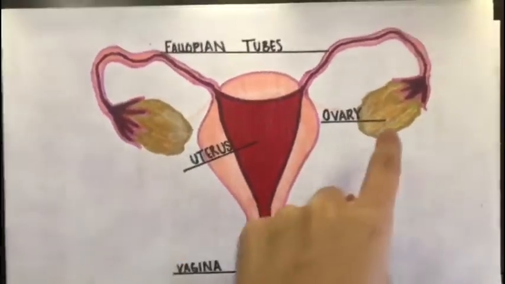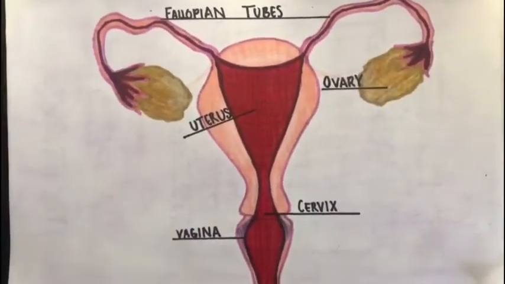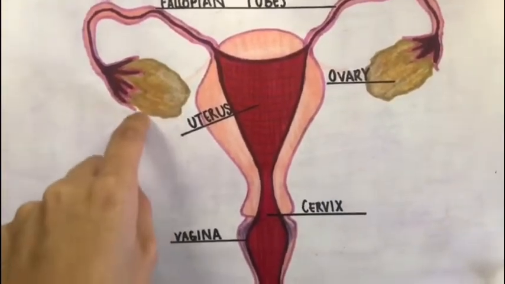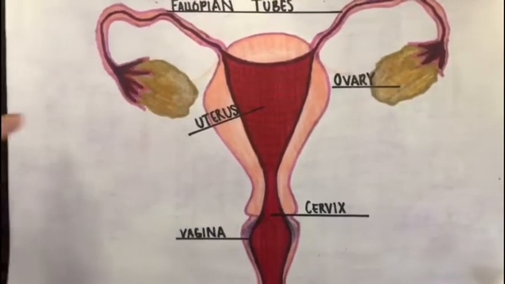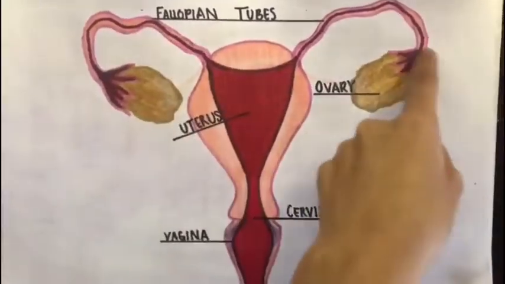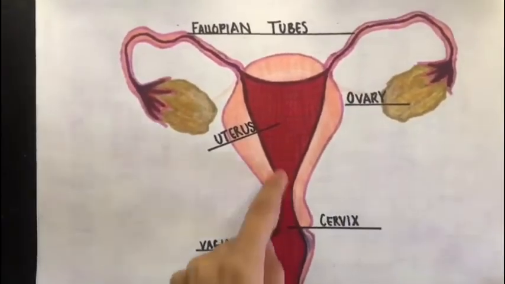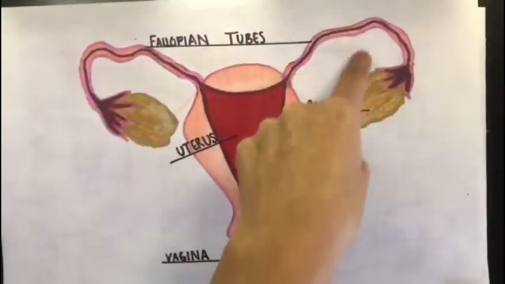Then, in the ovaries, sex hormones are produced because they are the gonads. They also store the eggs, or the oocytes, until they mature. When an oocyte matures, it goes all the way here to the fallopian tubes. The fallopian tubes not only transport the oocyte but also the sperm. Fertilization occurs here in the fallopian tubes.